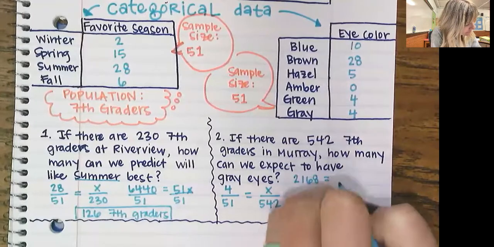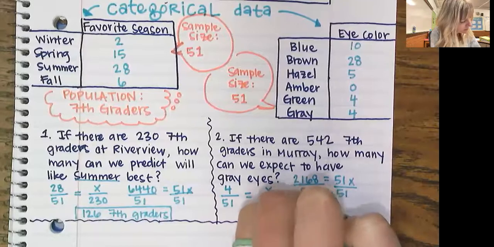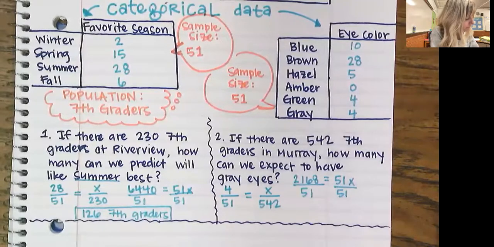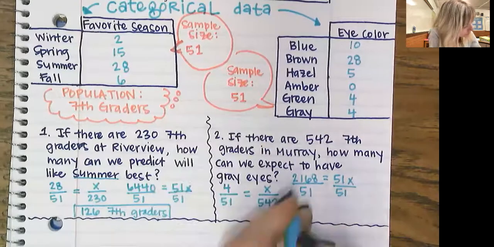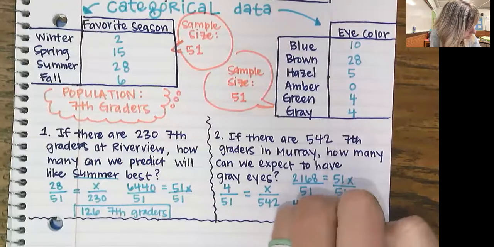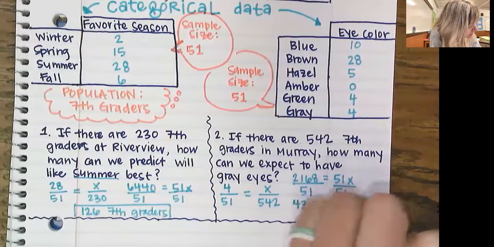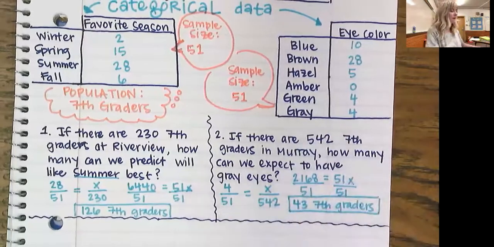2,168 equals 51x. I'm cross multiplying, so I'm going to divide by 51 right here in my calculator. It says 42.5. I'm going to round that up to 43 seventh graders. And I could go through and ask you this question about any of them. I could have said, okay, if there's this many in Murray, how many would we expect to have blue eyes and brown eyes and hazel eyes?